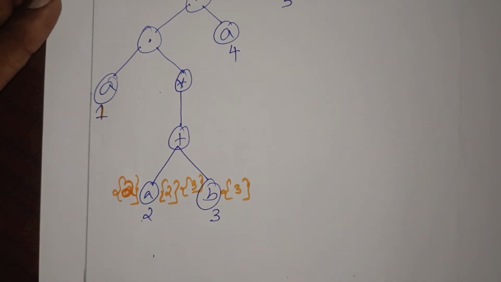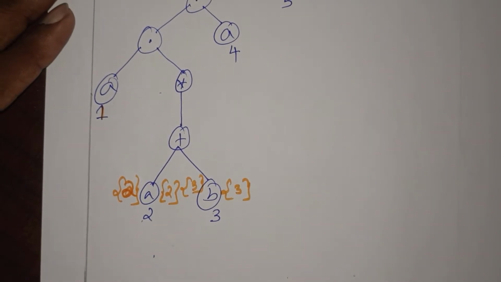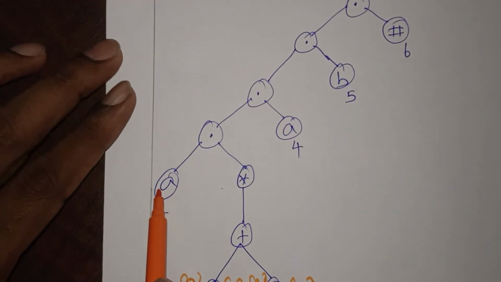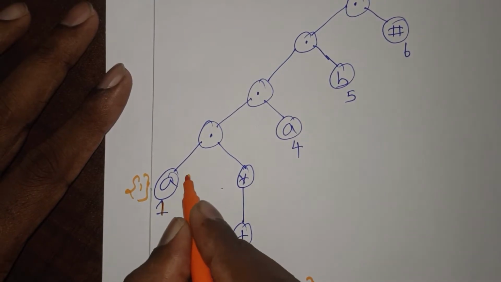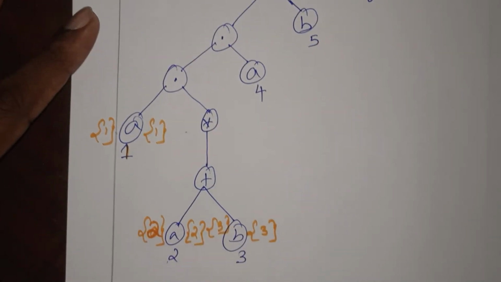I am going to do it in the same way with all the values: what is the first and what is the last. Here you can see that the first of a is 1, and the last of a is also 1.